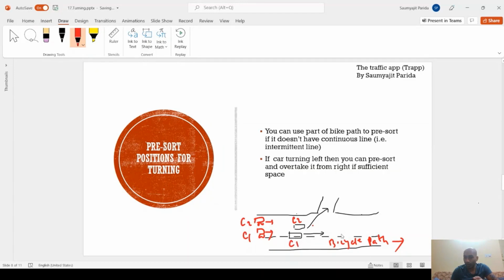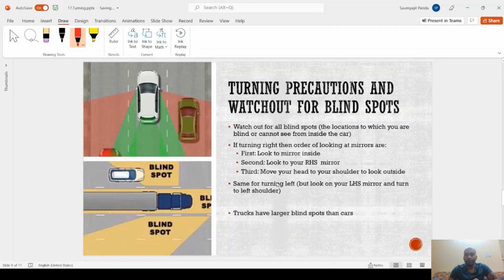If it is only a dotted line, the car can pre-sort and overtake on the right. This is an exception. Generally, the rule says overtaking is not allowed on the right, but overtaking on the right is allowed only in this case. This is very important to understand, and please remember this is an exception.